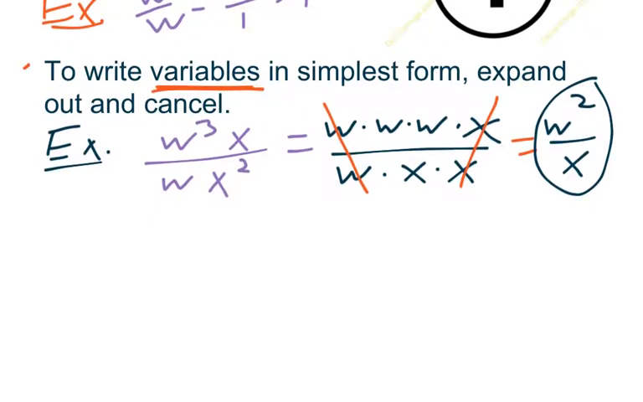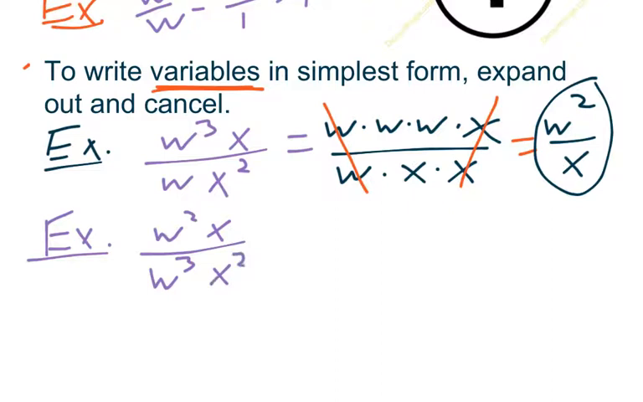Now sometimes, though, we'll have examples where nothing is left on top. But remember what I said. A number over itself is always 1. So for instance, let's say if we had, let's do another w. W to the second x, but this time over w to the third and x to the second. All right, let's expand that out.